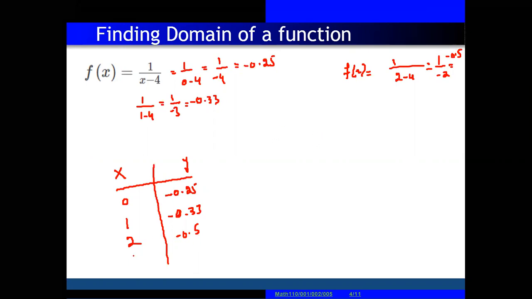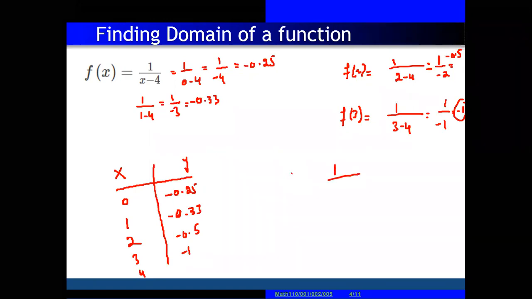Same if you give x is equal to 3, so what will be this function? f of 3 is equal to 1 over 3 minus 4, and 3 minus 4 means minus 1. So 1 over minus 1 is equal to minus 1. But if you give x is equal to 4, what will happen?